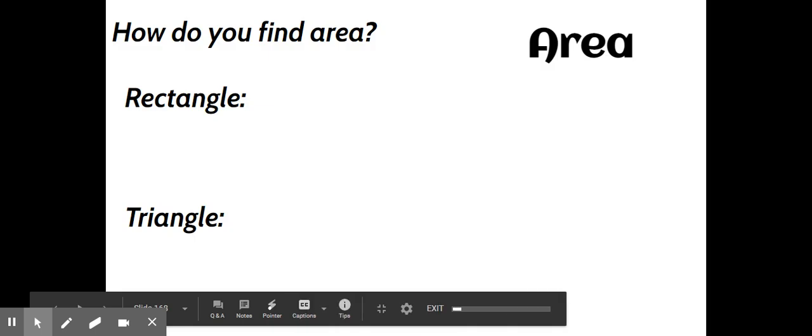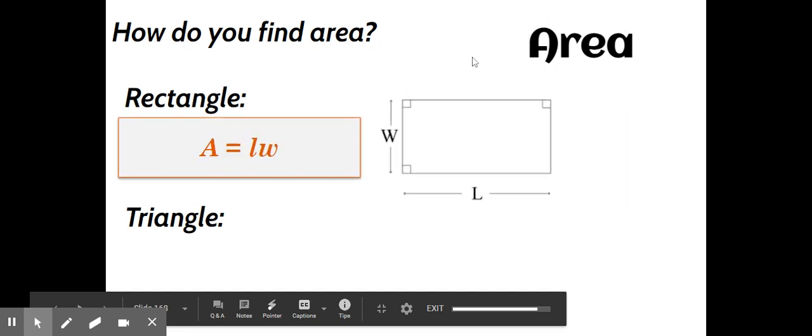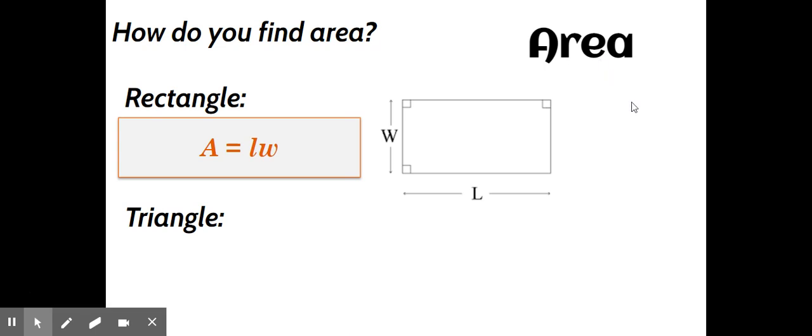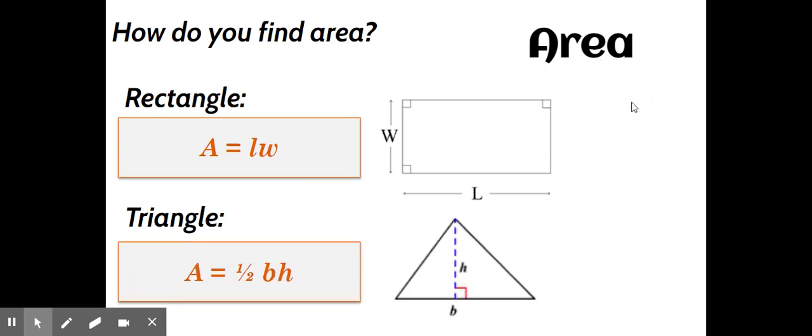Let's take a look at the area formula. How do you find area? We're going to be looking at the formula for rectangle and for triangle. To find the area of a rectangle, I simply take the length times the width. To find the area for a triangle, I take 1/2 times the base times the height.